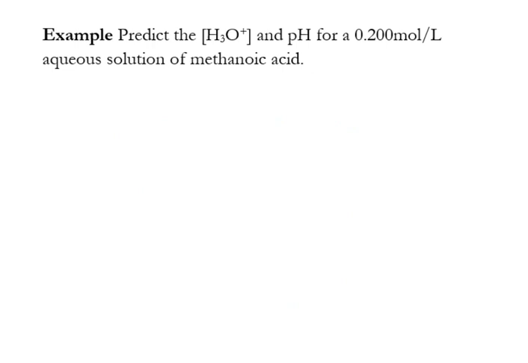Methanoic acid is just a generic acid. Again, add to water, form H3O plus and your conjugate base. So this value up here in the top corner is 0.200. Water doesn't count. You guys are at zero. And you guys go up and you go down. I'll just pause there so you can catch up.